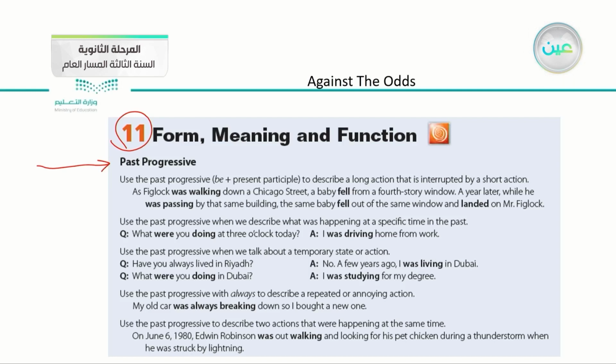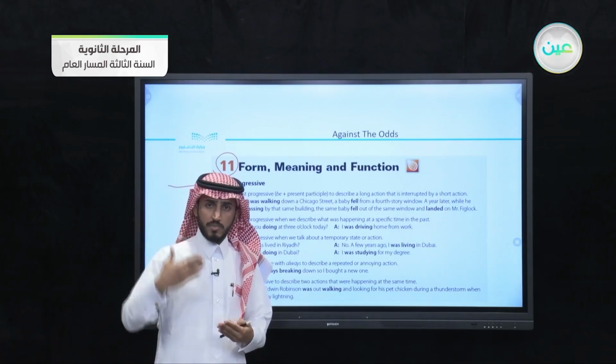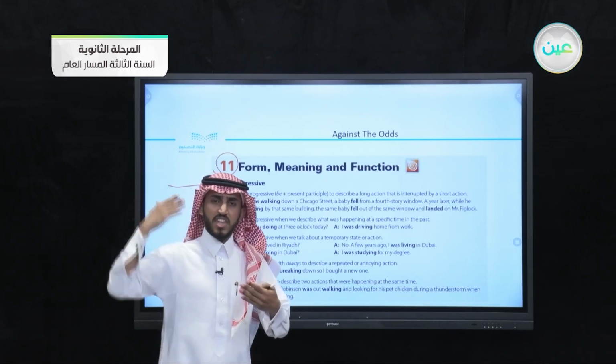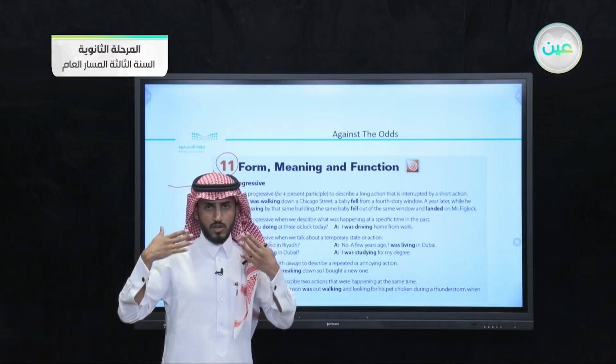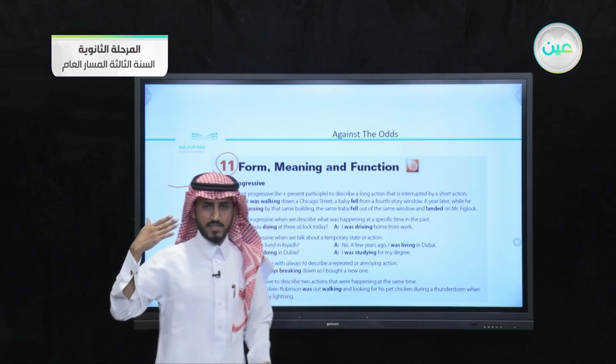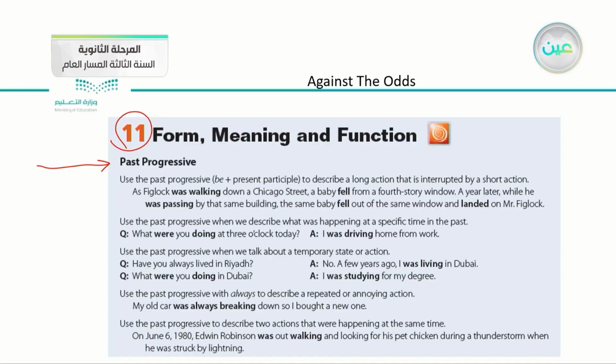We know that we have 3 tenses. We have past, we have present, and we have future. Past is something that already happened. Okay, so something already happened. This is called past. The past has many types. Today, in this part, we are going to talk about the past progressive.